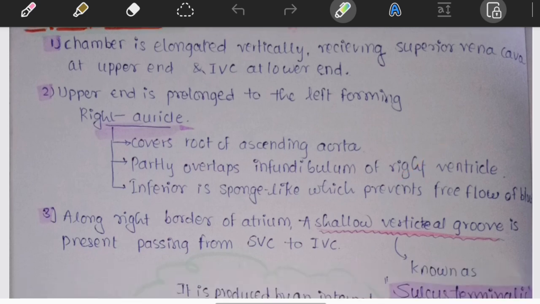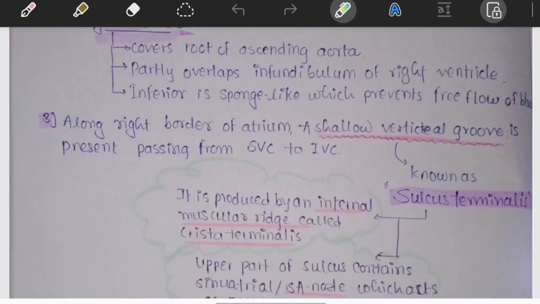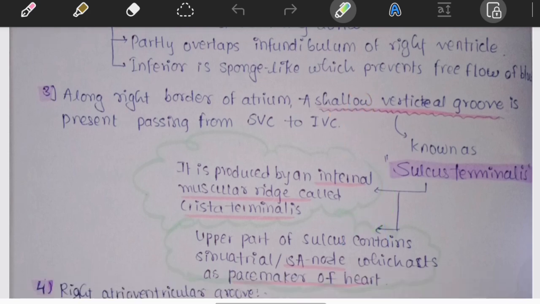The third one is the sulcus terminalis. Now notice this shallow groove running from the superior vena cava to the inferior vena cava. This groove is called the sulcus terminalis. Here's the interesting part: this groove is present outside the heart. Inside the atrium, it corresponds to a muscular ridge called the crista terminalis. Students often confuse these two: the sulcus is outside and the crista terminalis is inside.